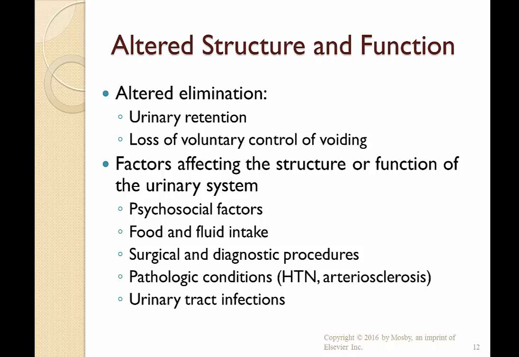So there are altered structures or altered function. So we can have alterations in elimination. That might be in normal elimination. We might have urinary retention, or perhaps we have loss of voluntary control, or we might have incontinence, those types of things. And some factors that affect the structure or functioning of the urinary system could be psychological, the food and fluid we take, if we've had surgical or diagnostic procedures, perhaps we have a pathological condition, or we have a urinary tract infection going on.